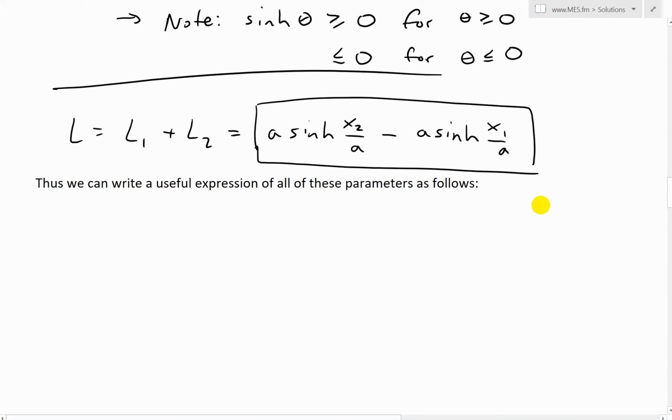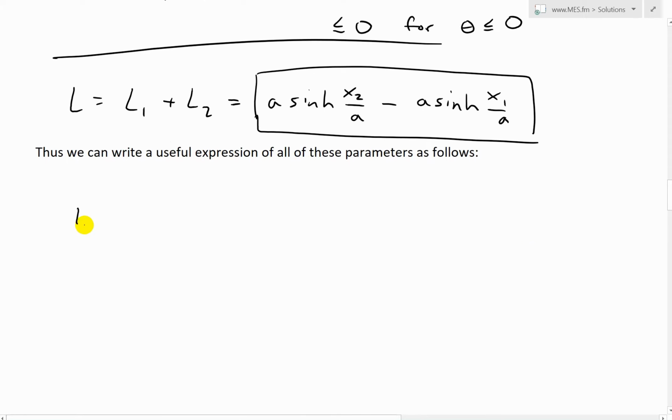What we could do is write a useful expression of all of these parameters as follows, and that is in fact doing L squared minus v squared. And I actually got this from the Wikipedia page on catenaries. It is very interesting there.